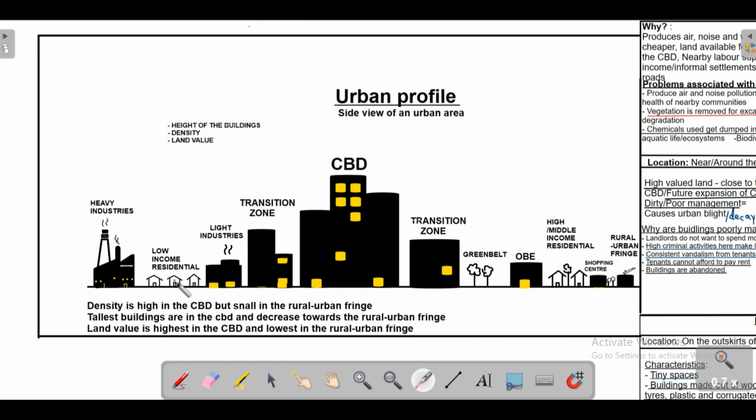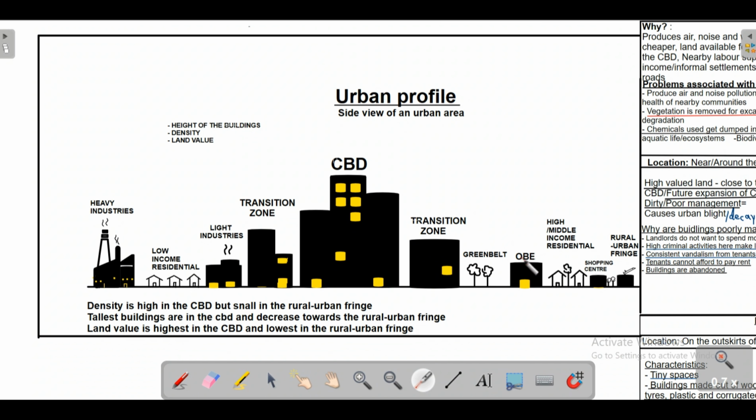They are close to where? They are close to heavy industries, right? Even if they were somewhere close to the CBD, even if they were here, that means they would be close to the CBD. What's important there is that low income residential areas are always going to be close to place of work. Always, guys, always close to place of work. You cannot have middle or high income residential areas here close to heavy industries. So they are going to be away from your heavy industries.